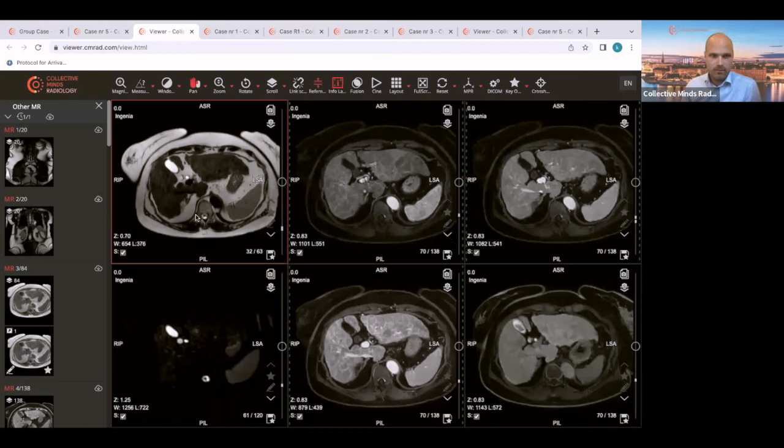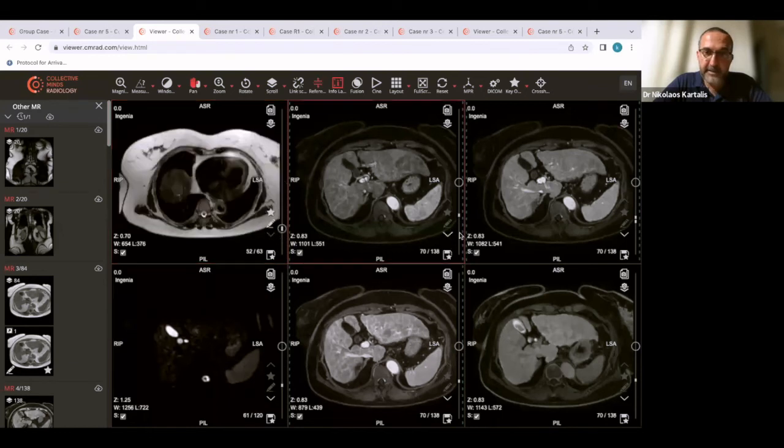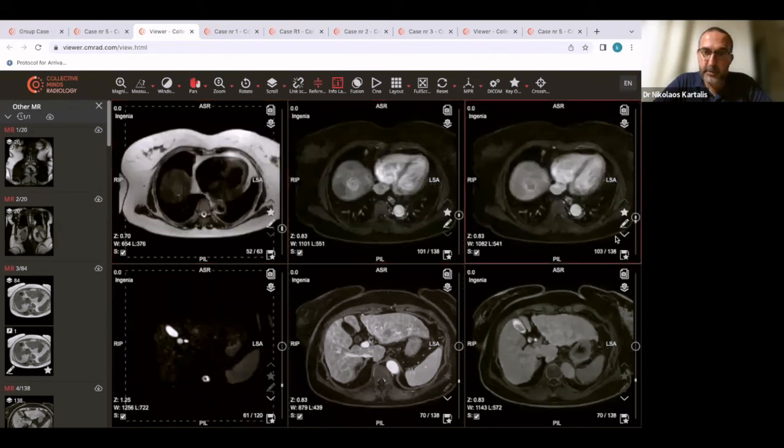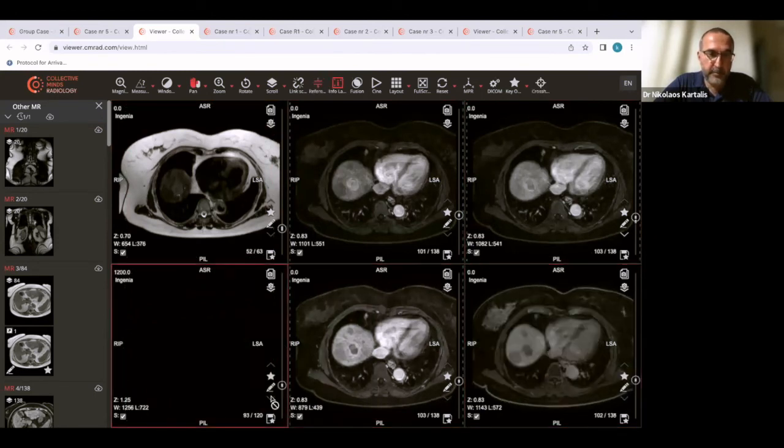So again, T2, diffusion, dynamics, and hepatobiliary phase. This is with multihance. So just for your easiness, I have 3 lesions that I would like you to concentrate on, and I will go through the lesions with you. This one disappeared, but we have it somewhere here, I think.